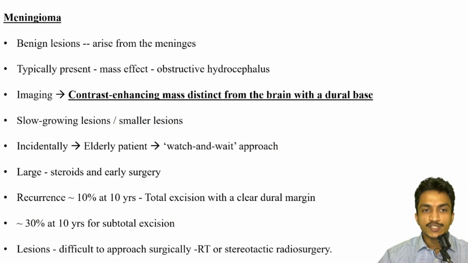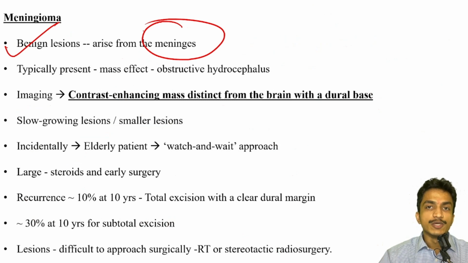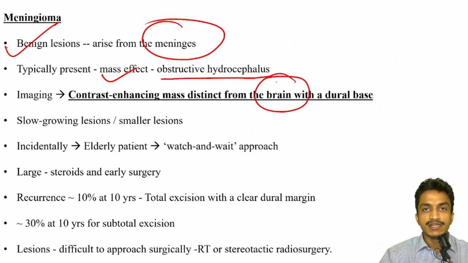Lastly, coming to meningioma, so these are basically benign lesions which arise from the meninges, and they usually present with symptoms of mass effect, that is obstructive hydrocephalus. On imaging, they will appear as a contrast enhancing mass which is distinct from the brain. So they will occur between the cranial vault and the brain. So they will appear as a contrast enhancing mass or a hyperechoic structure. They are, as I told, benign, so they are slow growing, and they are incidentally detected in elderly patients, in which case we can just do a wait and watch approach.